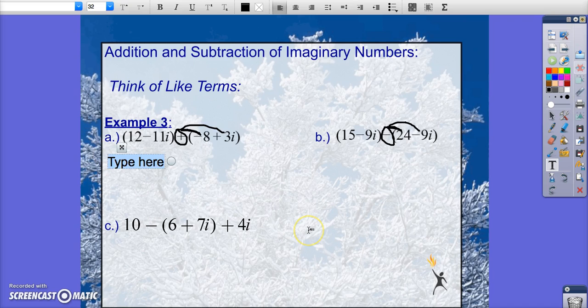I'm actually going to type it out. This one's easy to type out. So 12 minus 11i is okay. Now, plus times negative is negative 8. Positive times positive is plus positive. And now what we're going to do is combine like terms. 12 minus 8 is 4. Negative 11 plus 3 is negative 8. Attach the i. And that's all you're doing for these.